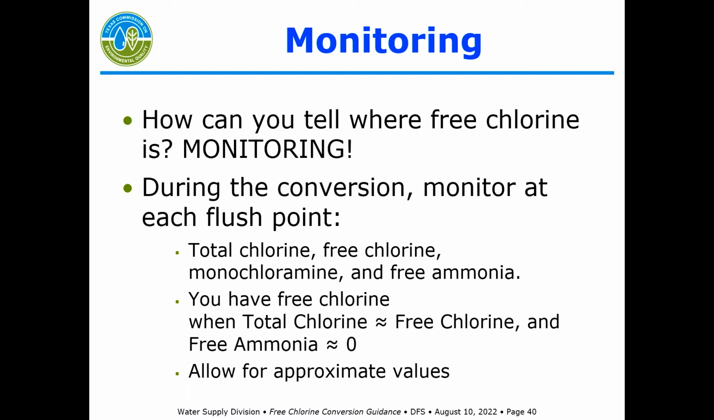All right, so about monitoring. How can you tell where the free chlorine is? You've got to monitor. During the conversion, you monitor at each flush point, and you're going to have to monitor total chlorine, free chlorine, monochloramine, and free ammonia. You have free chlorine essentially when your total chlorine value is approximately equal to your free chlorine value, and your free ammonia value is approximately 0.